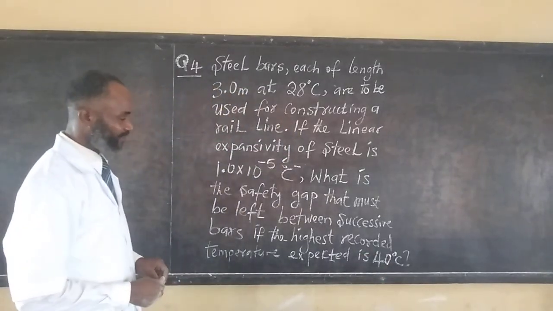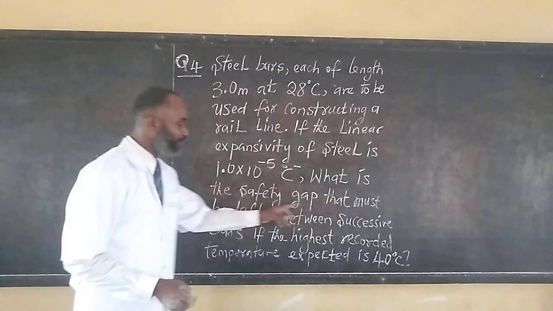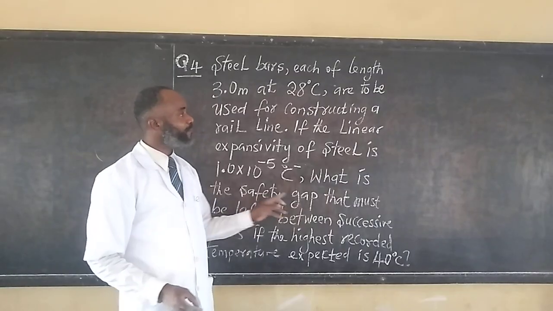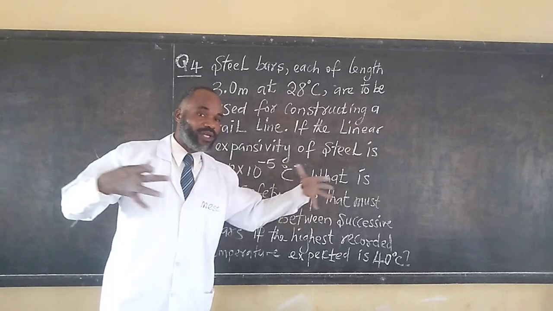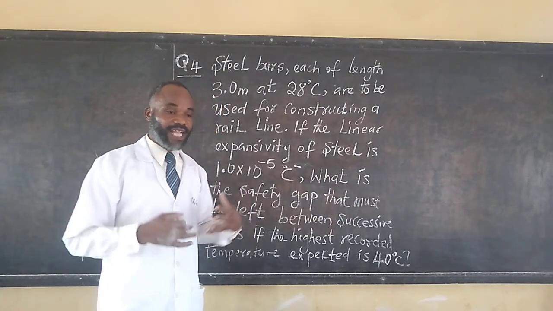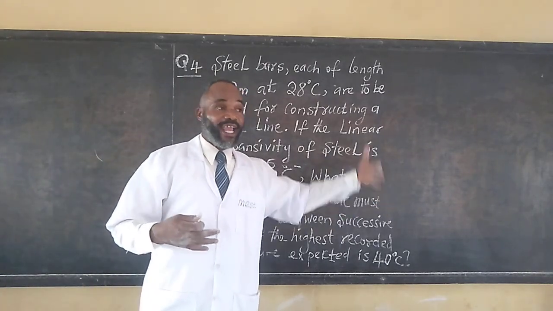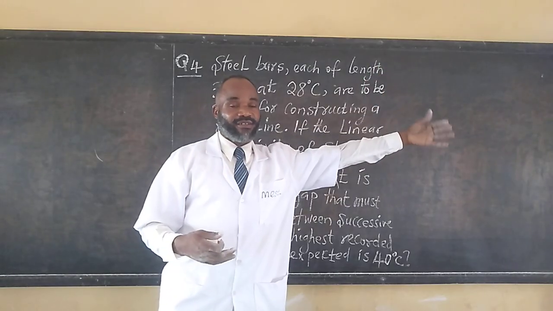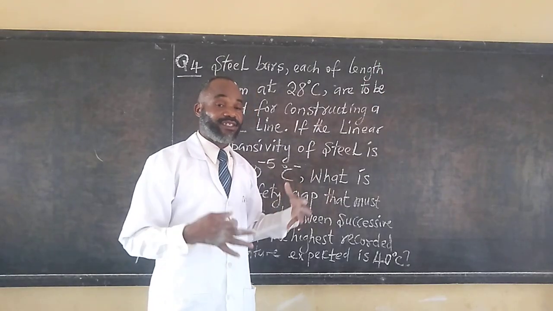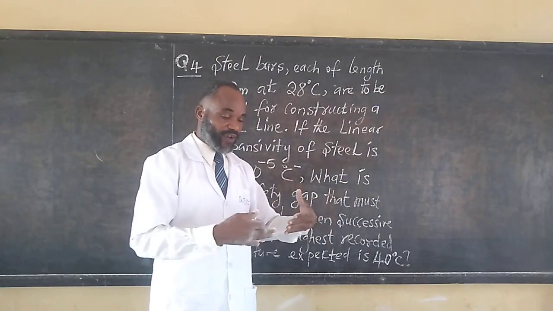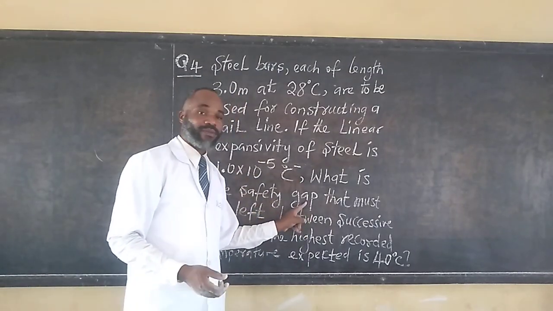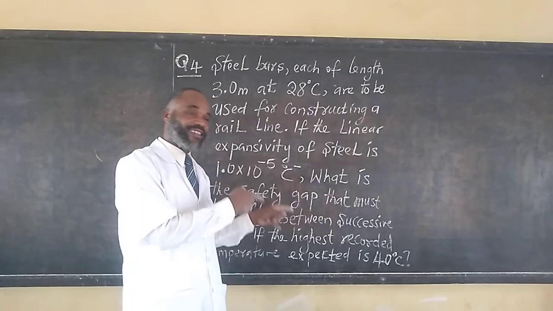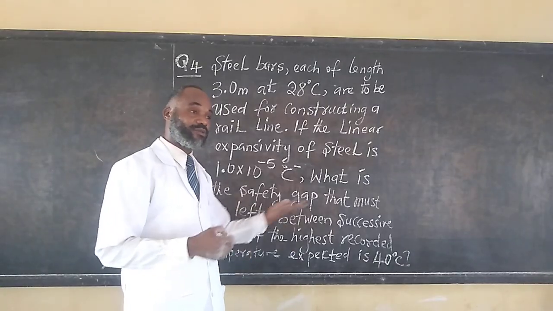All right? Look at it. Safety gap. It's talking about something here. This safety gap is the gap between the initial length and the next bar. That is the new length. So we must find the difference. The difference is the safety gap that we are asked to calculate in this question. If you understand that, you solve this.